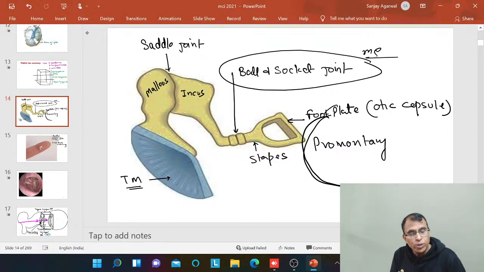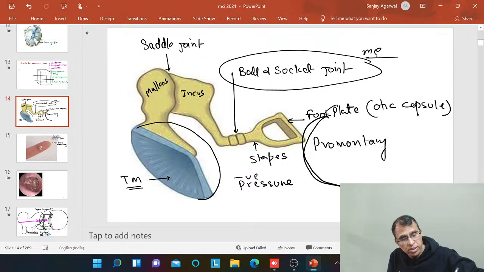So, when there is a eustachian tube block and the pressure becomes negative, what does negative pressure do? It pulls anything that is there. Negative pressure always pulls. So what will get pulled? The tympanic membrane. So the tympanic membrane from here gets pulled here. It will shift. And this is called retraction of the tympanic membrane.